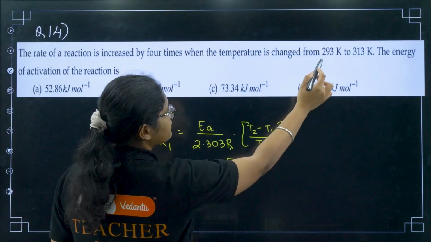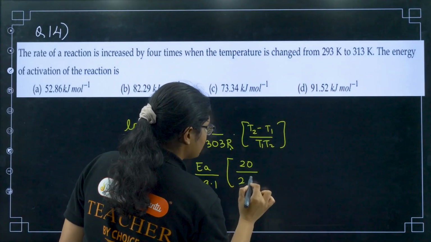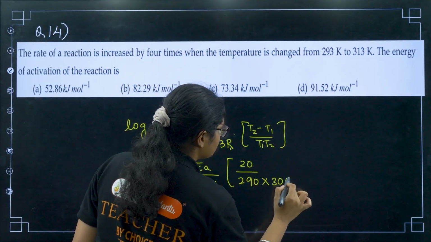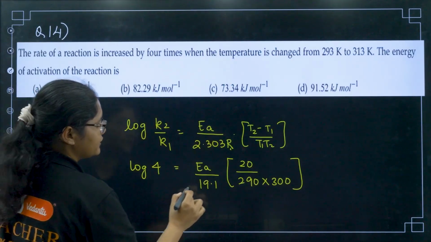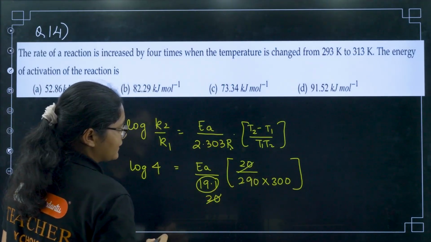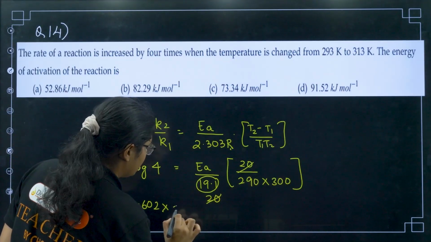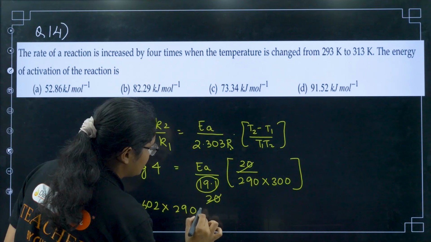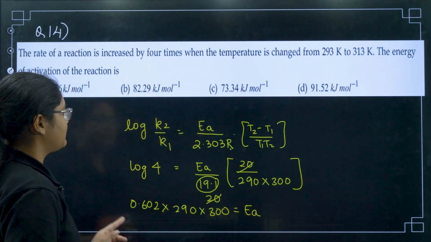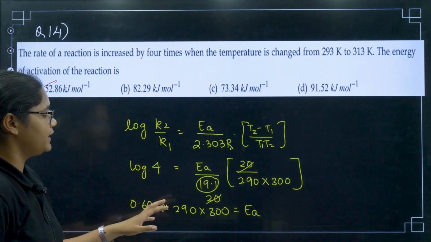T2 minus T1, if you see, 313 minus 293 is 20, divided by 293, which I am rounding off to 290, and 313 I am rounding off to 300. Now I will do the calculation. 19.1 also I am rounding off to 20, so this will get cancelled. So log 4 is 0.602 into 290 into 300 is equal to the activation energy. If I multiply this, you will get the value of activation energy as 52.8 something.